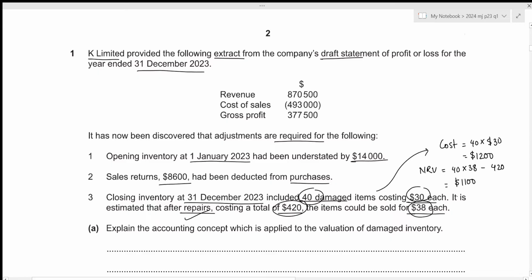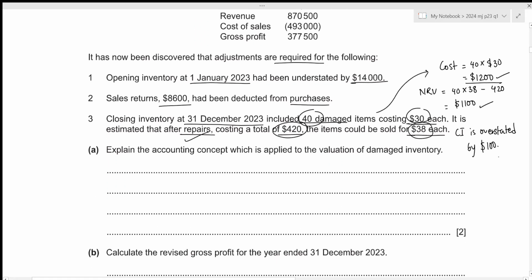And we always know that inventory should be valued at the lower of its cost and net realizable value. In this case, it should be valued at 1100 instead of 1200. So we can say that the closing inventory is overstated by 100 because it should have been 1100, but we included it at 1200.